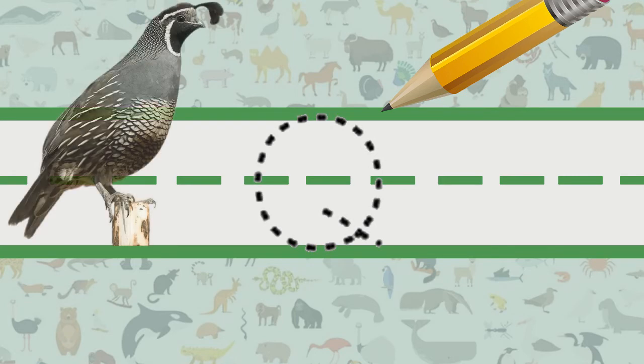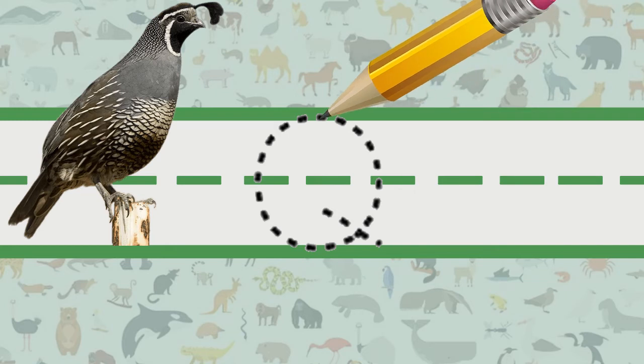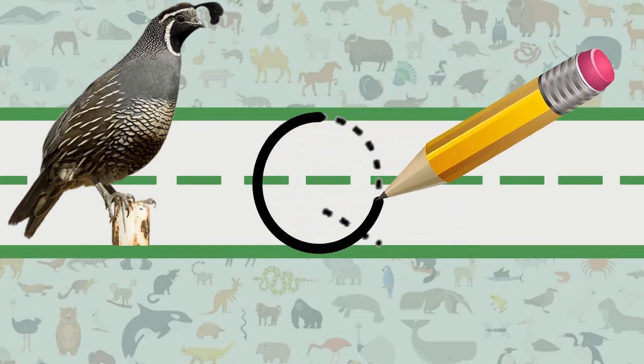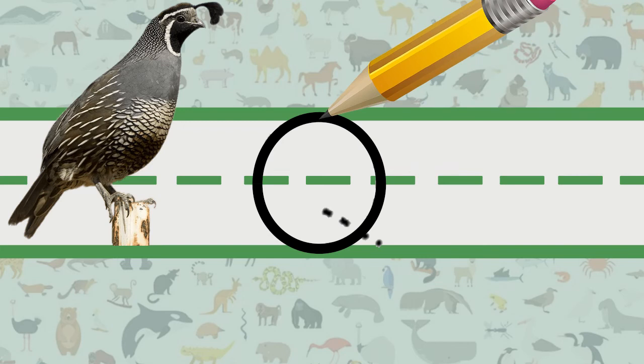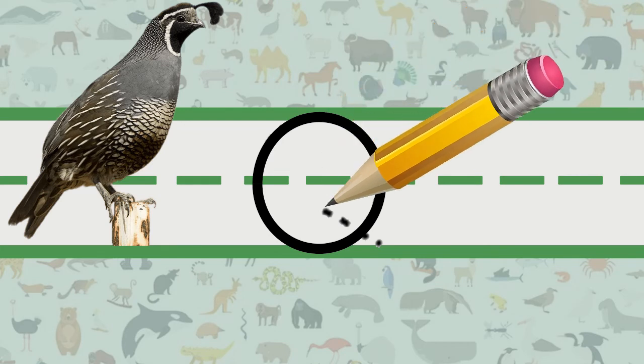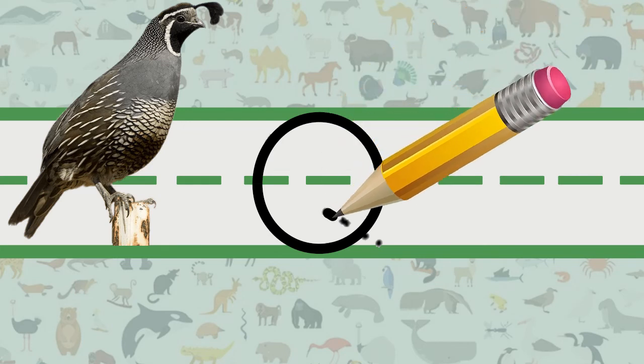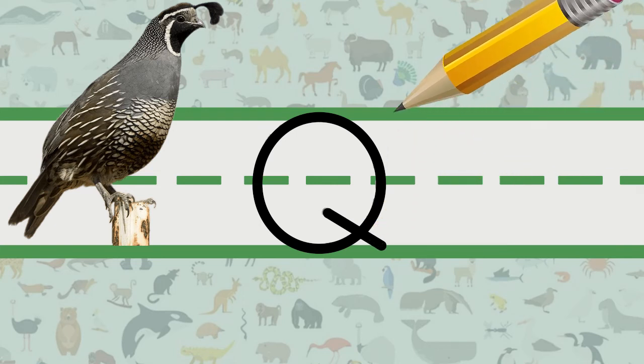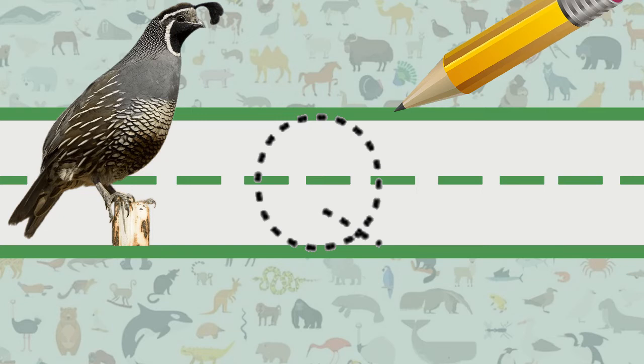Q is for quail. For capital Q or big Q, start at the top and draw a curved line down to the bottom. Then continue the curved line back to the top. Then go below the middle in the corner and draw a diagonal line to the bottom. Good job. Let's try that again.